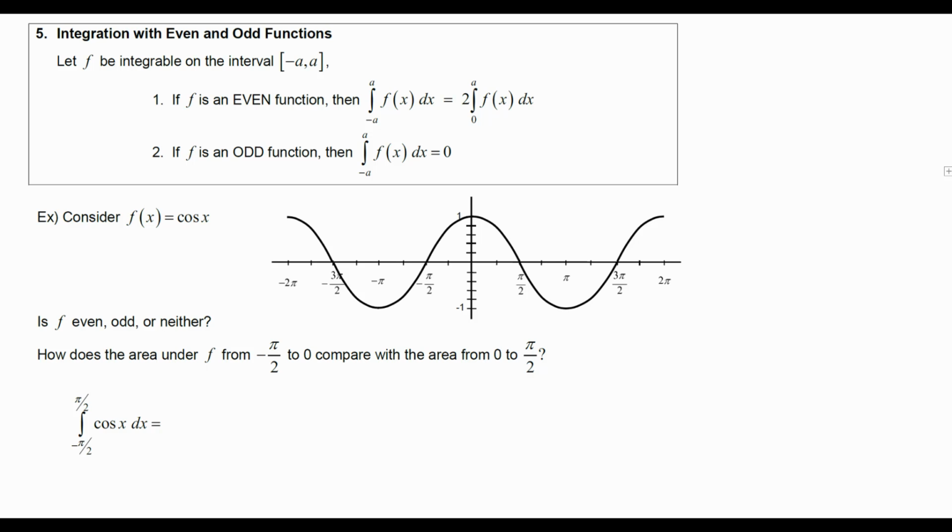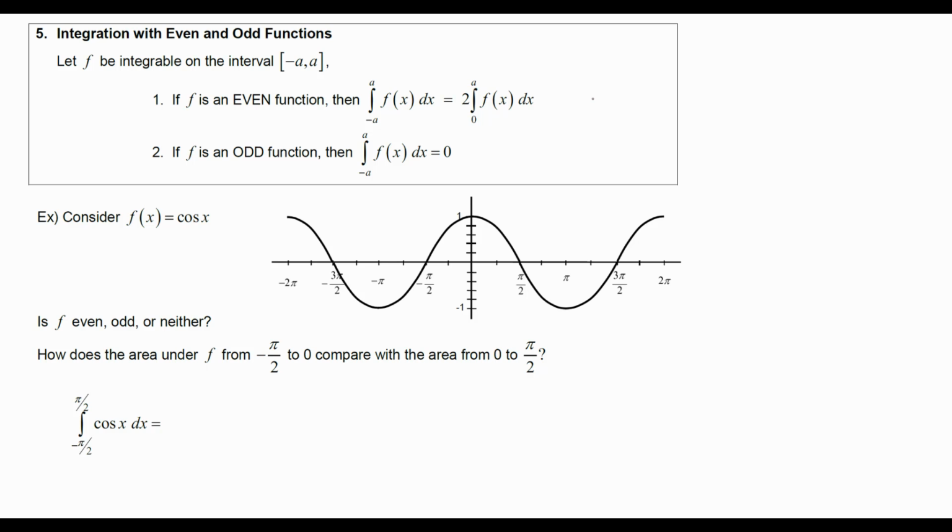Integration with even and odd functions. And now we're going to learn some useful properties for definite integrals. So let f be integrable on the interval -a to a. If f is an even function, then the integral from -a to a of f of x dx is equal to twice the integral from 0 to a of f of x dx.